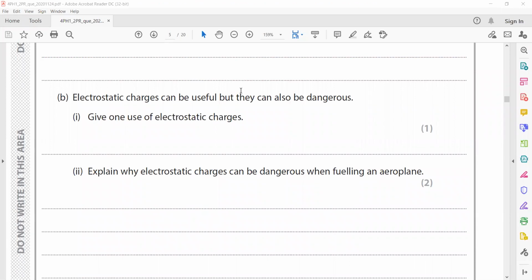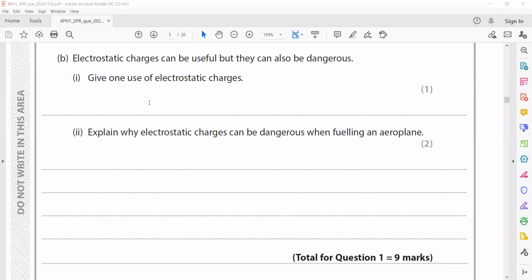Electrostatic charges can be useful, but they can also be dangerous. Give one use of electrostatic charge. So we use it in inkjet printers, or it is also used in dust precipitators. Explain why electrostatic charges can be dangerous when fueling an airplane. So when refueling an airplane, why? Because the charges can produce a spark. So the fuel may catch fire.